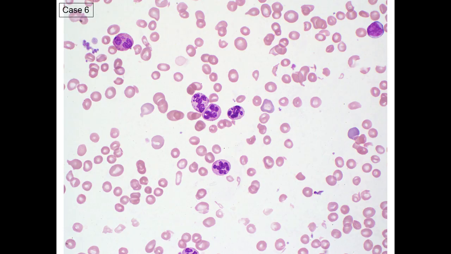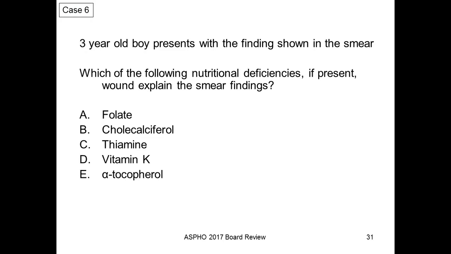Here's the next peripheral smear. So this is a 3-year-old boy who presents with the findings shown in the smear. Which of the following nutritional deficiencies, if present, would explain the smear findings? Folate, cholecalciferol, thiamine, vitamin K, or alpha tocopherol?